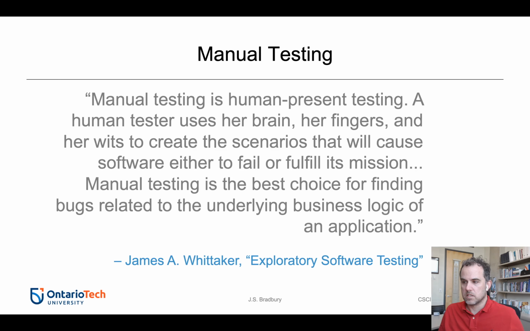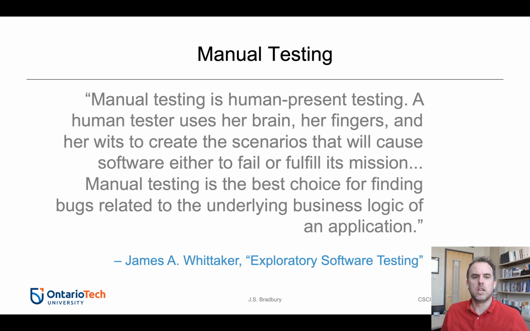Okay, so this is actually from one of the textbooks. James Whitaker is somebody who's worked at Google, I believe also worked at Microsoft. Could be wrong on that one, actually. I know he's definitely worked at Google. And he wrote a book on exploratory software testing. And in that book, he actually talked about the role of manual testing.